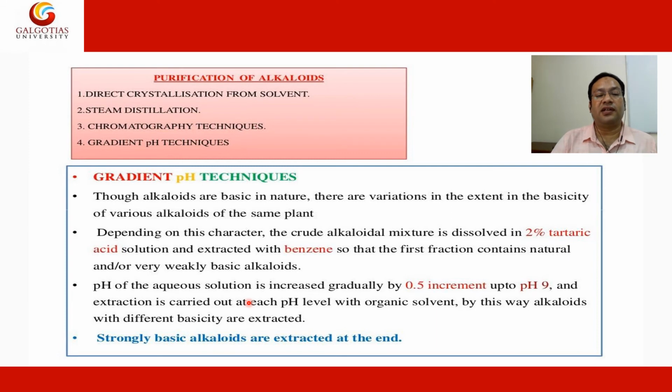Depending on this character, the crude alkaloidal mixture is dissolved in 2% tartaric acid solution and extracted with benzene, so that the first fraction contains neutral or very weakly basic alkaloids. The pH of the aqueous solution is increased gradually, in increments of 0.5 up to pH 9, and extraction is carried out at each pH level with organic solvent. In this way, all the alkaloids with different basicity are extracted. Strongly basic alkaloids are extracted at the end.